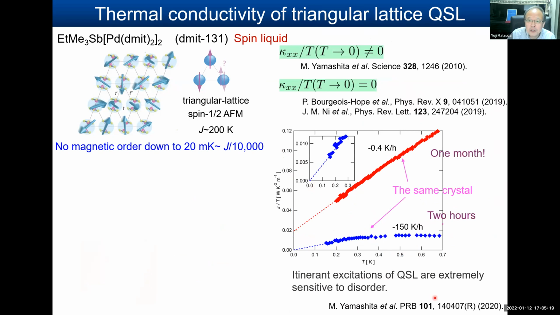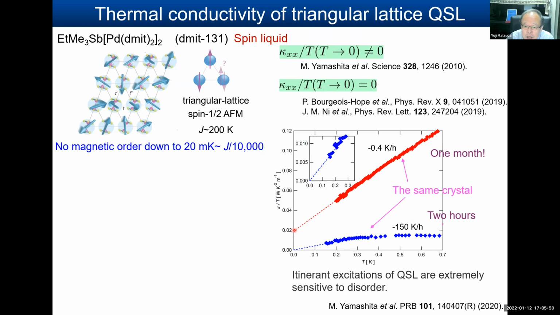Recently, a Canadian and Chinese group reported the absence of such a term. So Minoru Yamashita re-measured the thermal conductivity very recently. He cooled down the sample very slowly. Actually, this is a little crazy experiment. He cooled down the sample taking nearly one month. Then he observed the finite kappa over T, the residual thermal conductivity shown here.